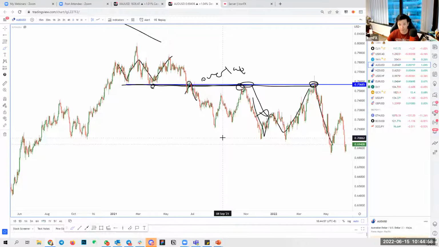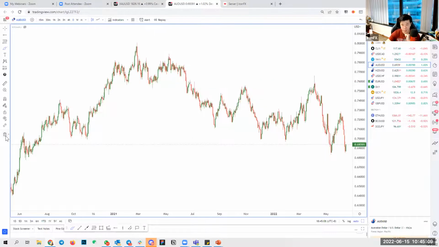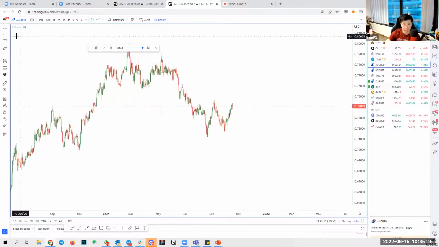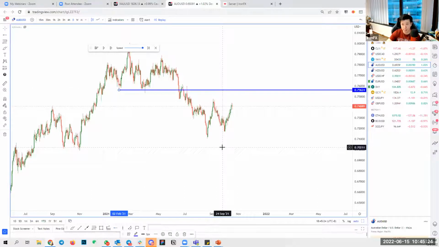Let me see if I have an example where I can show you what it means to improve the probability of your setups. Okay, let's just say we have a resistance level over here, right? This is what I'm going to teach you guys next. This is the overlap resistance that we have identified.